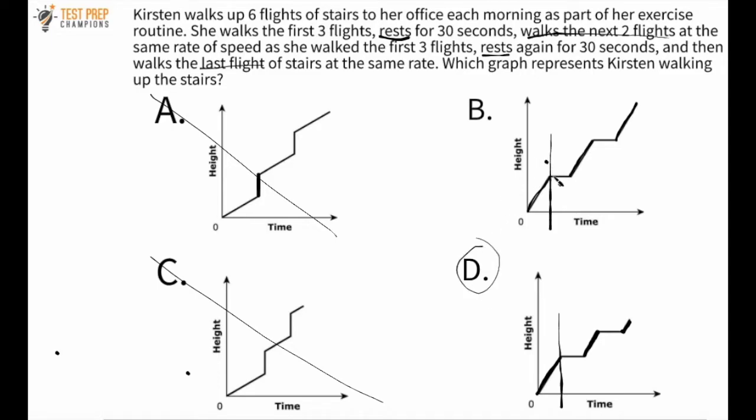Whereas B, it looks like every time she's walking up a flight of steps, whenever she's not resting, the height change is the same to me. But D is representative of the height change of 3 steps, 2 steps, and then 1.